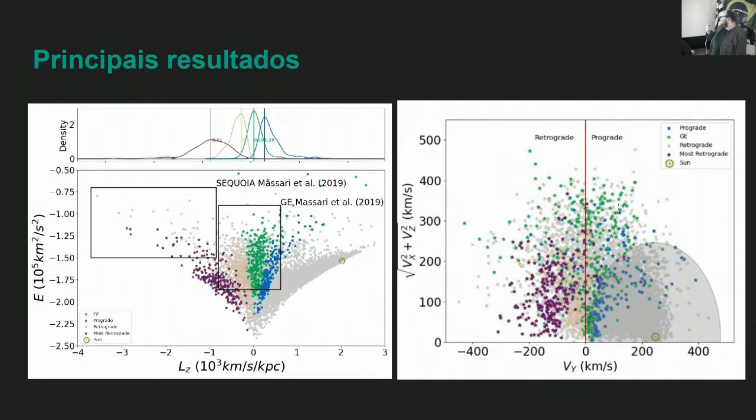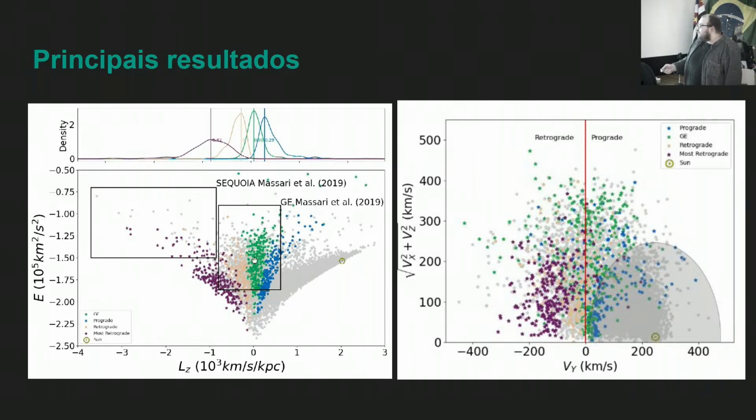Here are some results. Sorry for the Portuguese. What I did was to see how these groups behaved in chemistry. And I chose 4 groups.